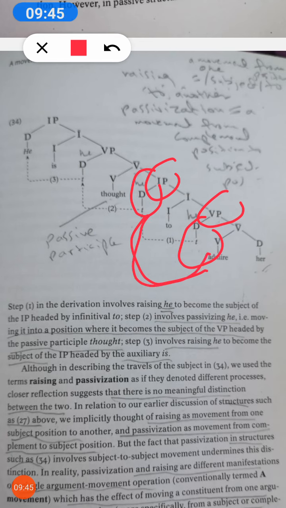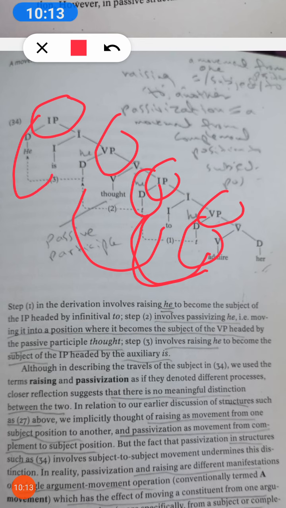A trace, T. And in a third movement, this determiner, this subject, the pronoun he, is moved in the third movement to function as what? As the subject of the verb phrase or of the verb thought. Also it leaves a trace here, and in the last and the fourth movement, it is moved to function as the subject within an IP phrase. This time it is the subject of the auxiliary is: he is thought to admire her.